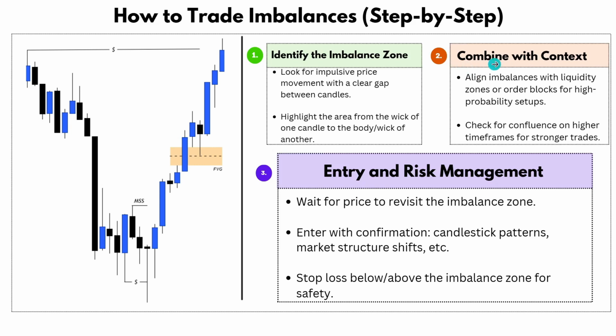For number two, we combine with context. We align imbalances with liquidity zones or order blocks for high probability setups. Check for confluences on higher time frames for stronger trades.